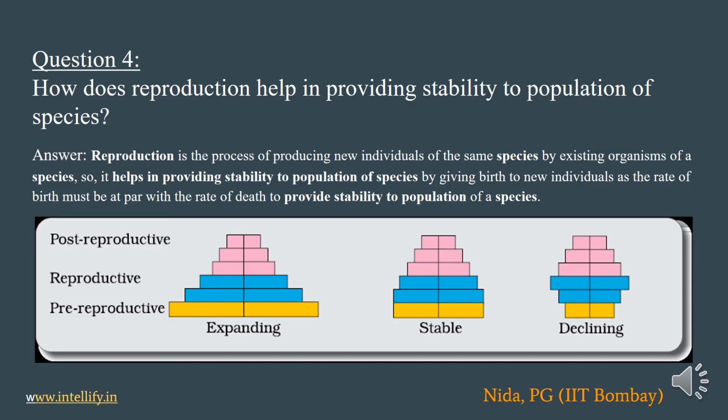In the diagram shown, there are three types of population: expanding, stable, and declining. In the expanding population, the rate of reproduction is higher, and in the stable, the rate of reproduction is the same as the death rate. That means the population will be in the stable stage, while in the third, declining, the rate of reproduction is less. That's why the number of individuals present in the reproductive phase is comparatively more as compared to their offspring. That's why this is said to be declining.